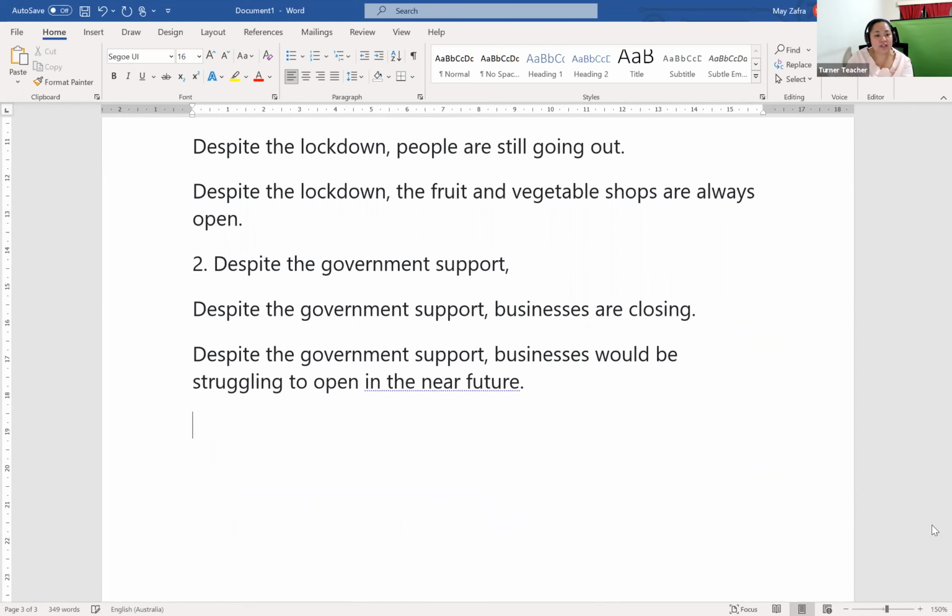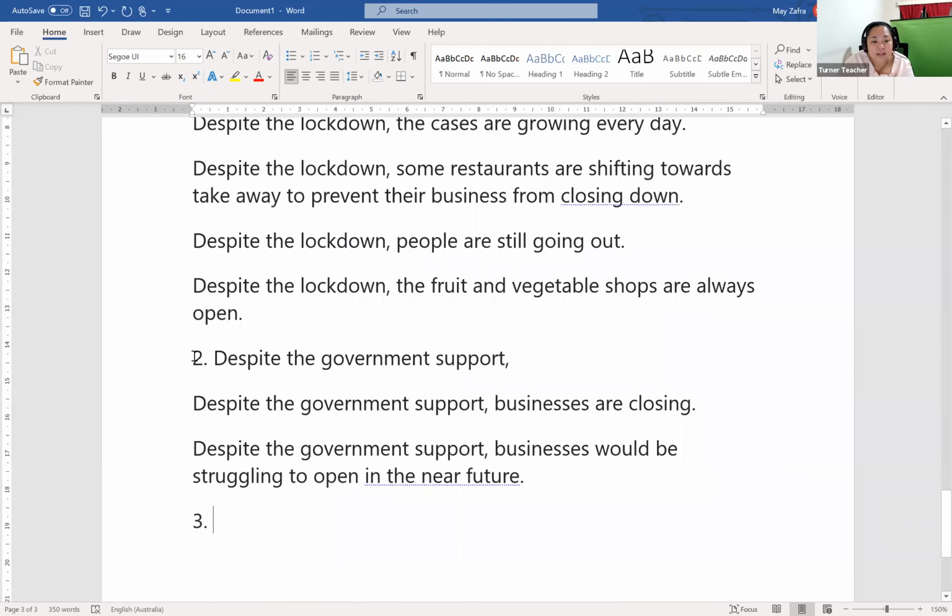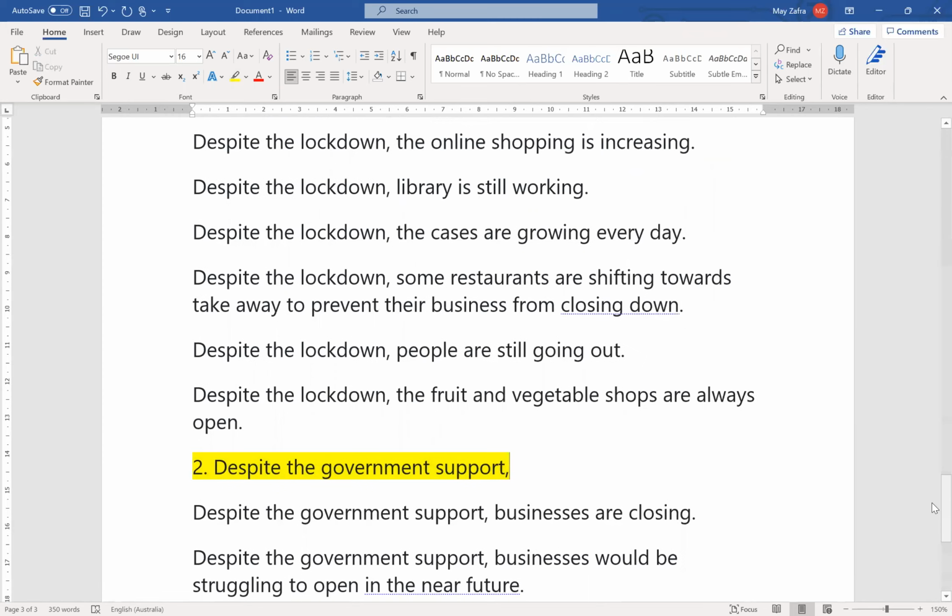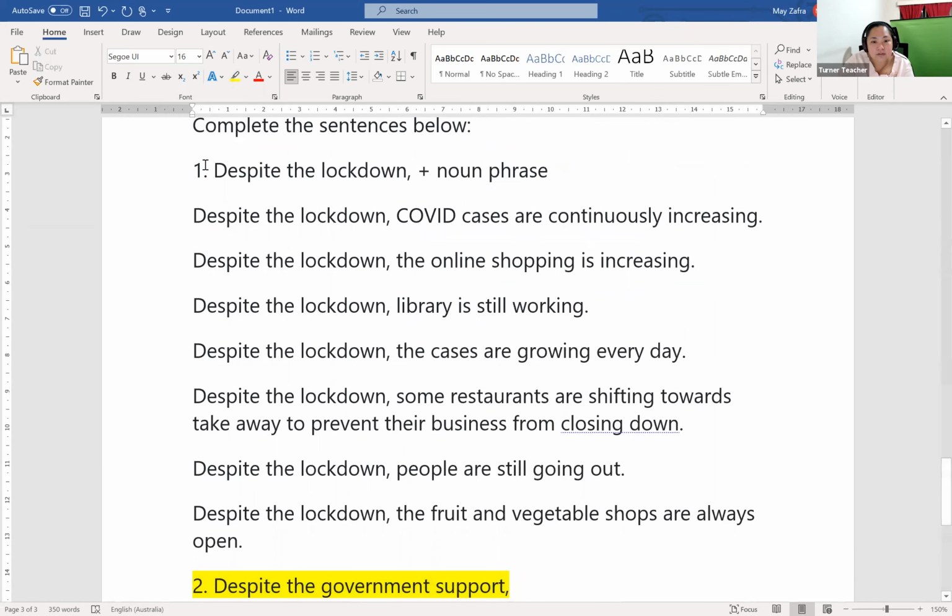And this is the third... Sorry, Miss May. Which is the second? Sorry, which is the second? This one, despite the government support. Yeah, that's the second sentence. First one is despite the lockdown.